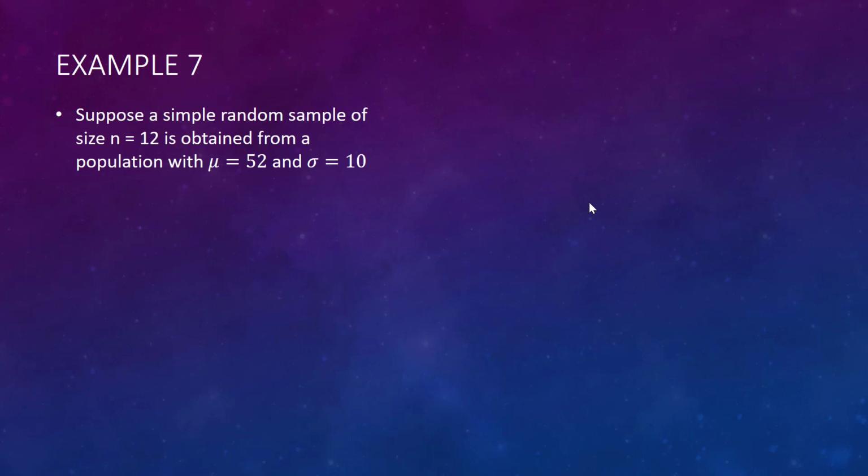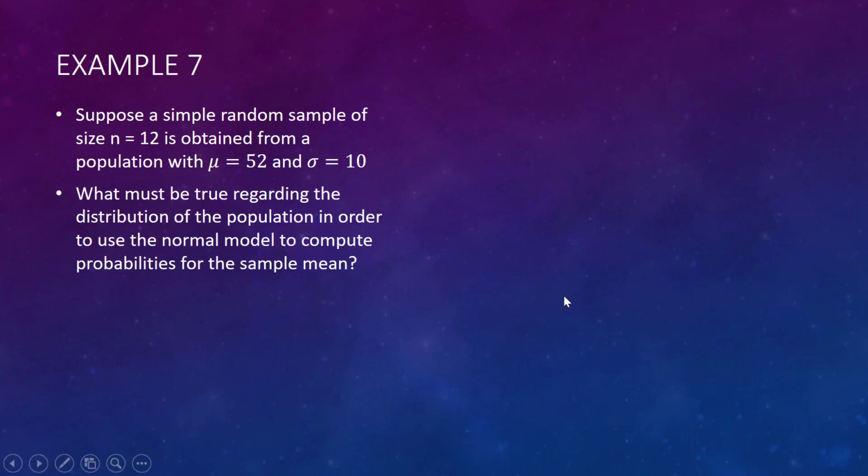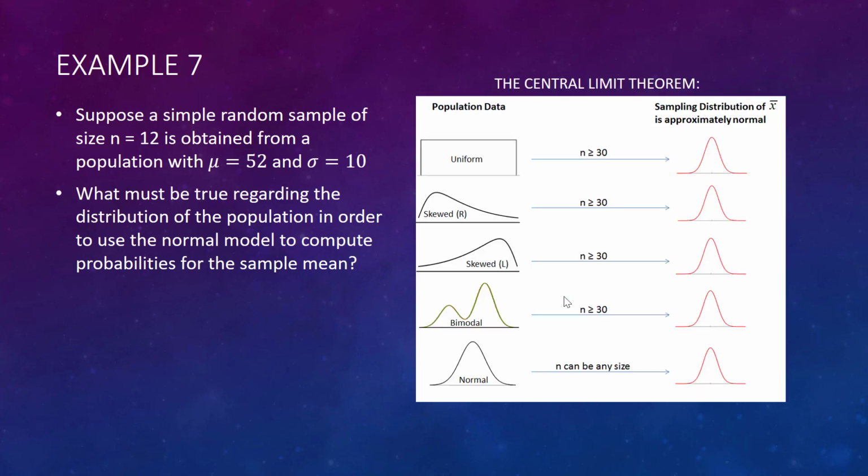Here's another example. Suppose a simple random sample of size n equals 12 is obtained from a population with a mean of 52 and a standard deviation of 10. What must be true regarding the distribution of the population in order to use the normal model to compute probabilities for the sample mean? Let's first bring up the central limit theorem.